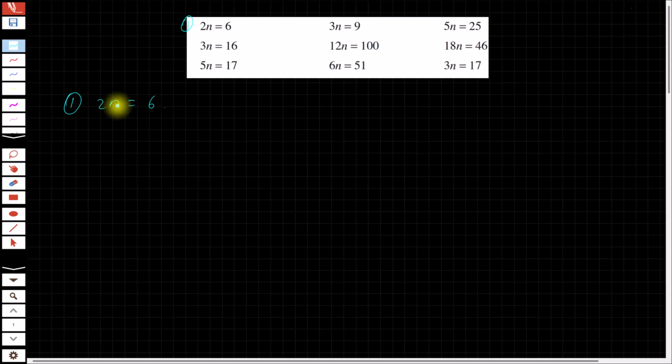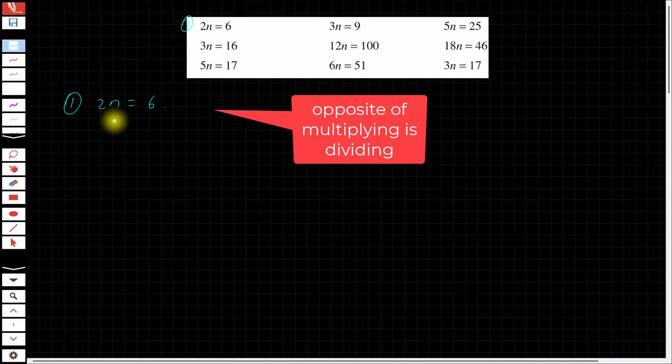the variable by itself. So we can see this is the same as saying 2 times n equals 6, but in algebra we don't put the multiplication symbol because that can get confused with the letter x. So we don't write that one out. So how do we get rid of this 2? Well, we do the opposite to multiplication. We're multiplying it by 2, so we divide the left hand side by 2.